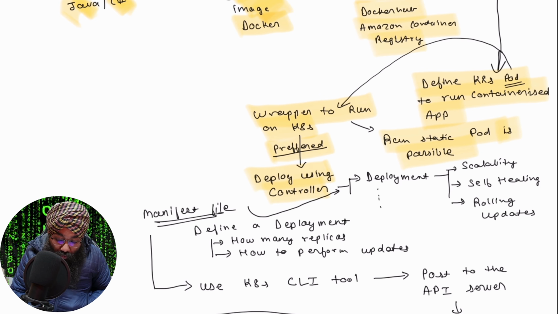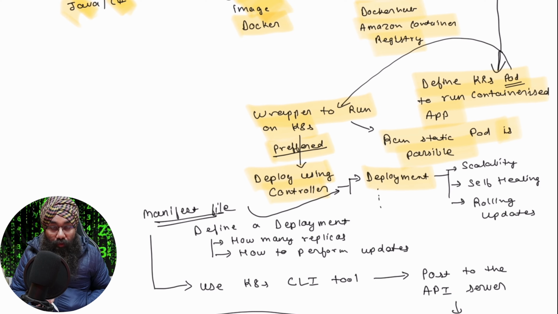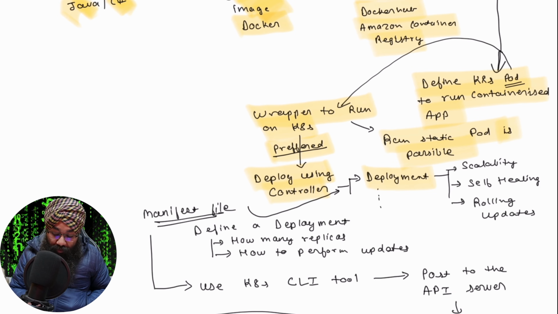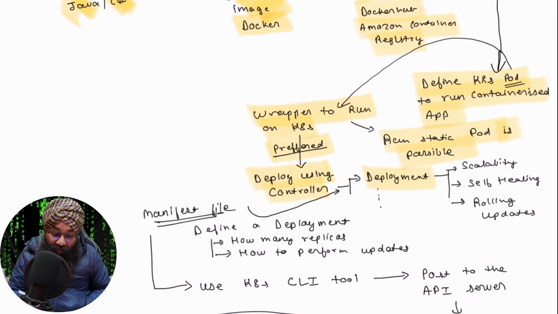There are many controllers available. The simplest one and the most widely used is the deployment controller. So let's take an example of the deployment controller. You deploy your app using the deployment controller. So what benefit does it give? Why don't you deploy your app statically? What benefit do you get from using these controllers?